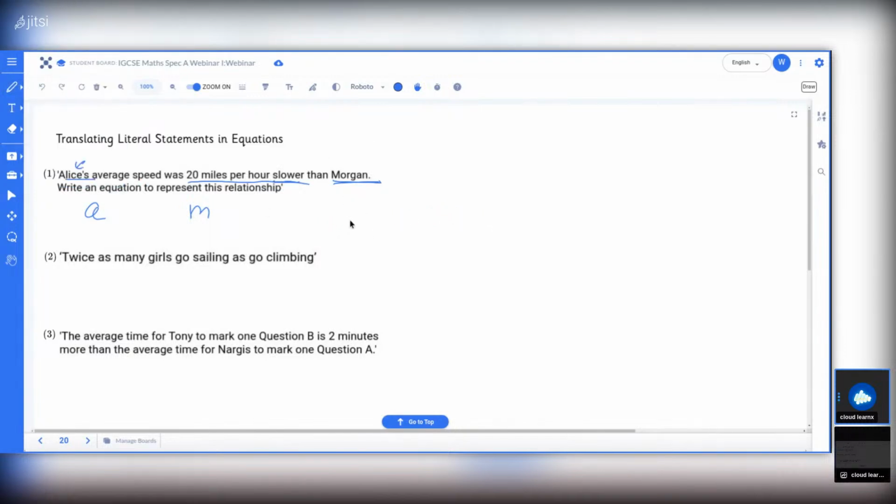So you say Morgan is this much. And you say Alice is this much, right? So Alice has to be slower than Morgan. So if Morgan was 100, Alice has to be 80. That's kind of really nice, to use some numbers. So if Morgan was 100, Alice has to be 80. So M minus 20 equals 80.